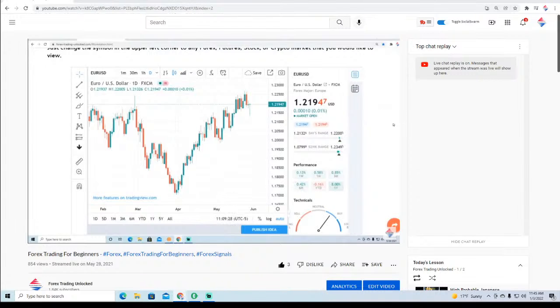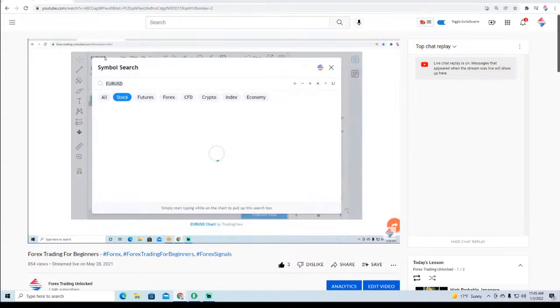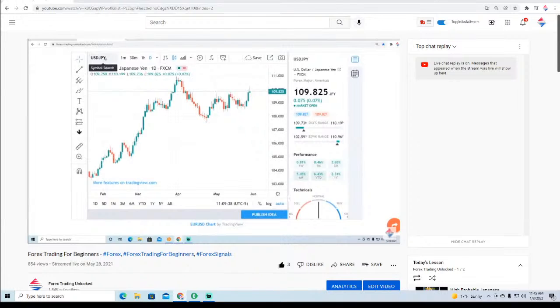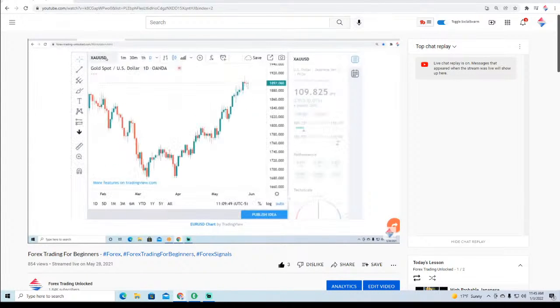When you come down to this page, as you can see, we have it set up with the euro as our initial market. You can always change these at any time. Like here, we'll put in the US dollar JPY. As you can see, it then changes, and it gives you all these other bits of information. We're going to go over that in just a second. You can also pull up things like XAU USD, the gold. This is all live in action.